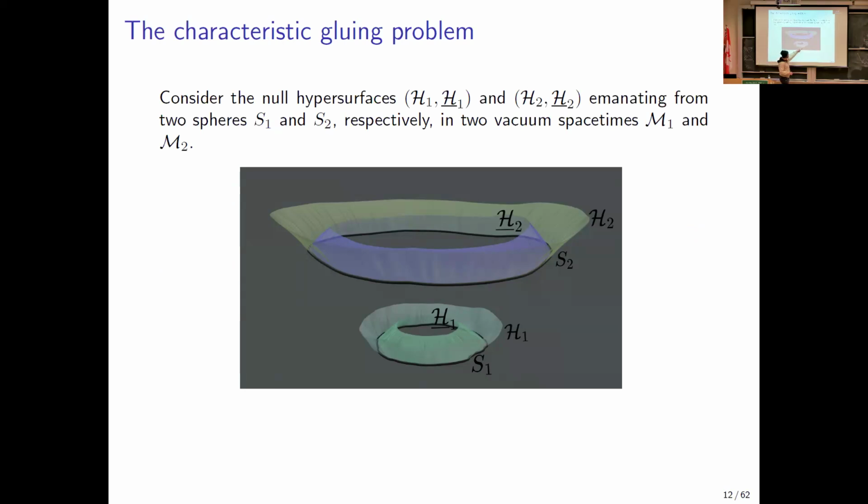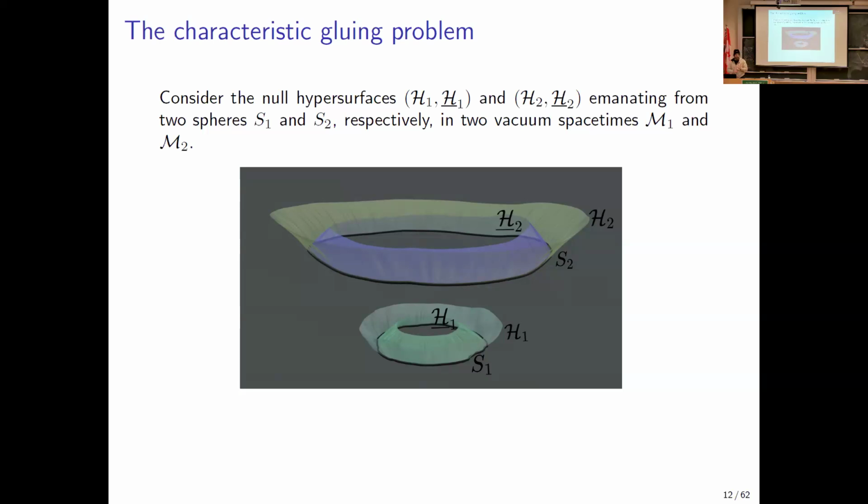Consider a section and portions of the outgoing null hypersurface and the incoming one, starting from the first section. And then consider another section and another portion of its outgoing and incoming null hypersurface. You want to know whether somehow this domain here can be glued to this domain under certain circumstances, of course.